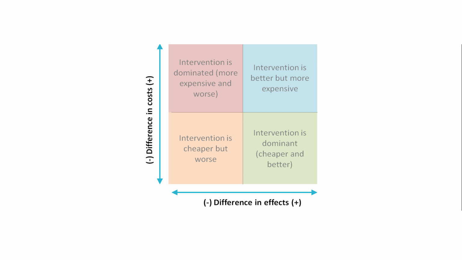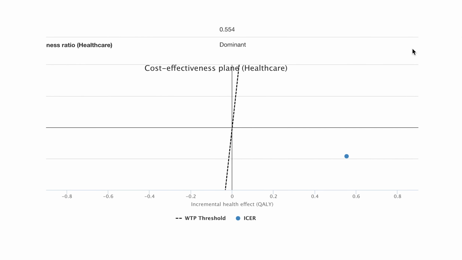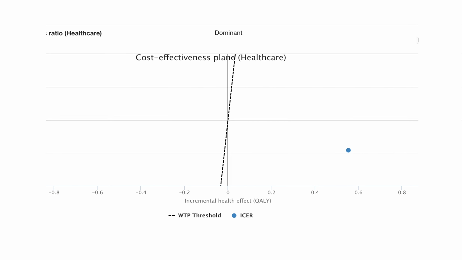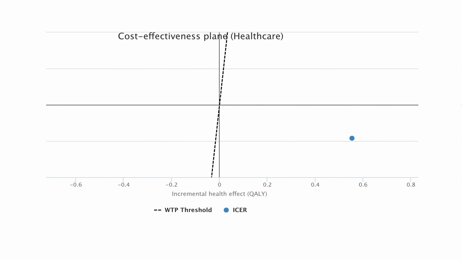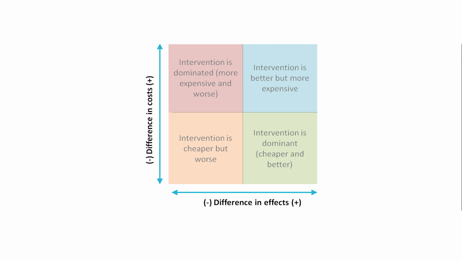You will instantly know that an intervention is dominant when the ICER point, represented by the blue dot, is located in the lower right quadrant. The cost effectiveness plane can thus be interpreted by first taking note of where the blue ICER dot is, and in which quadrant of the plane this dot is located.